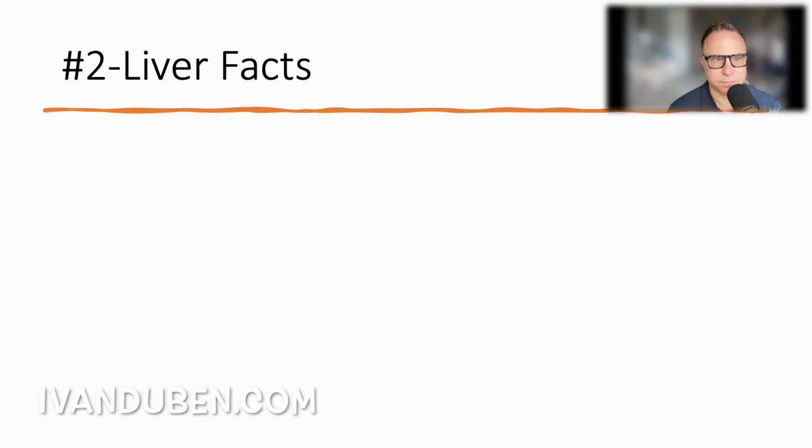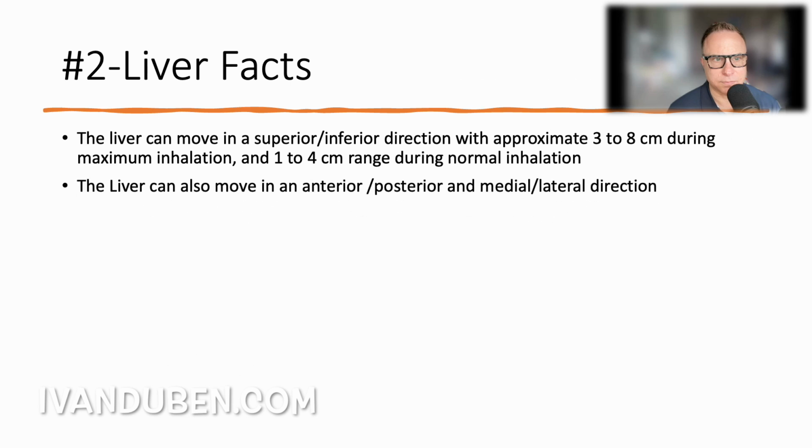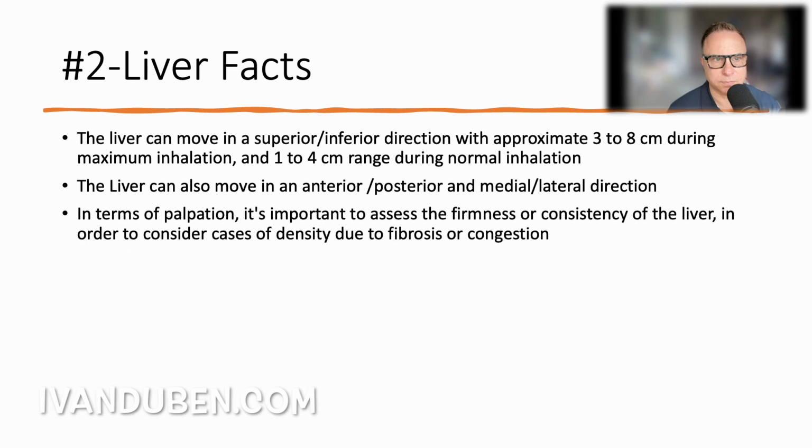Some basic liver facts. The liver can move in a superior-inferior direction, approximately 3 to 8 centimeters during maximum inhalation and 1 to 4 centimeters during normal inhalation. This information comes to us from the American Osteopathic Association via the text Foundations for Osteopathic Medicine. The liver can also move in an anterior-posterior and medial-lateral direction.